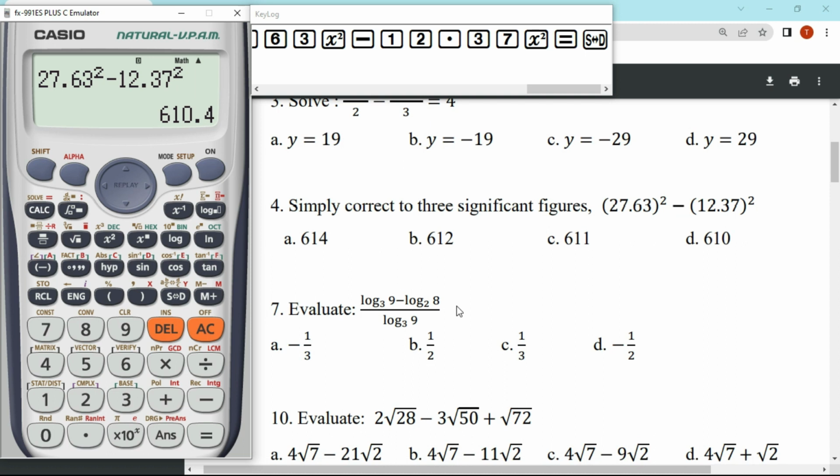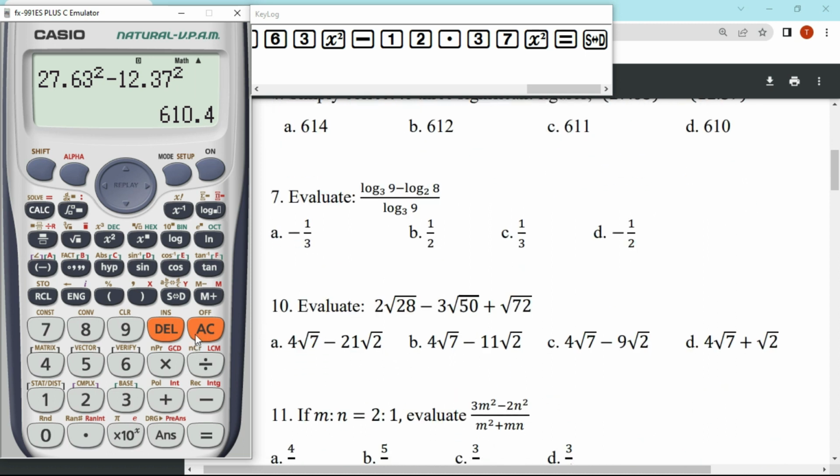Now let's move to question 7. Still I click on my AC and then I move on. Question 7, I am asked to evaluate log of 9 base 3 minus log of 8 base 2 all over log of 9 base 3. All that I have to do now is input it into the calculator. Mind you, if you're using this log here, it won't give you the answer, because this log is only for base 10. If you have base 10, then you can use this one. By this one, we have the base less than 10. So you're going to press on the log here.